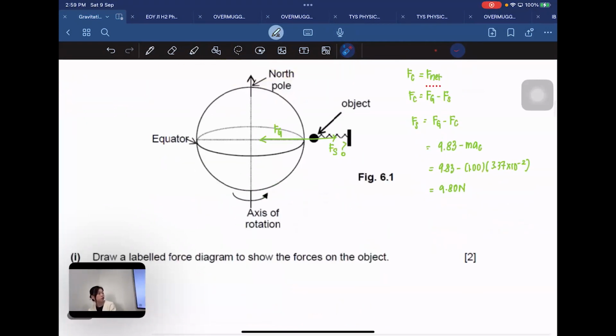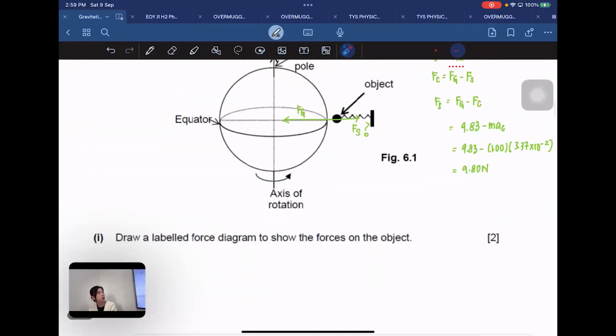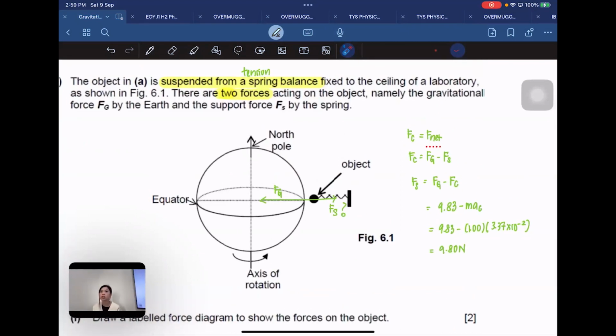Once you have drawn the labeled force on the diagram, they say use your answer to calculate the magnitude of Fs. So how do we do that? Remember the question already said that there is a centripetal force causing your object to orbit. So centripetal force is caused by what? Your gravitational force minus your spring force. Your gravitational force is equal to mg, and your centripetal force is equivalent to m a_c, mass times centripetal acceleration. I can then calculate Fs by taking Fg minus Fc.